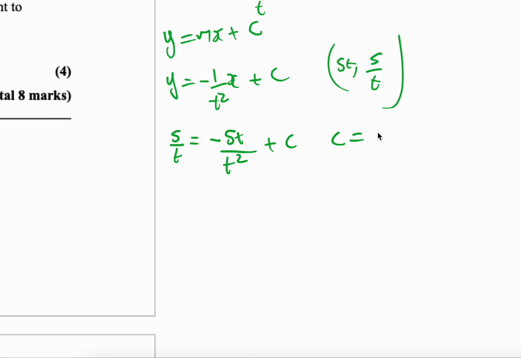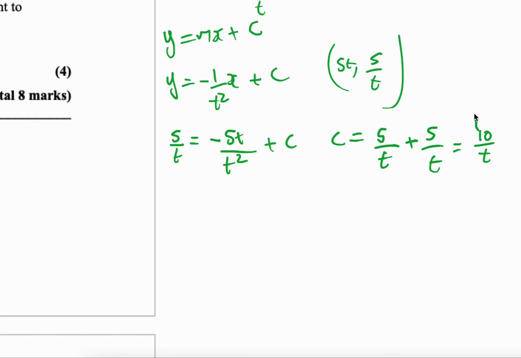So c equals 5 over t plus 5 over t, which is 10 over t. Well done, you can add fractions. Thank you, sir.